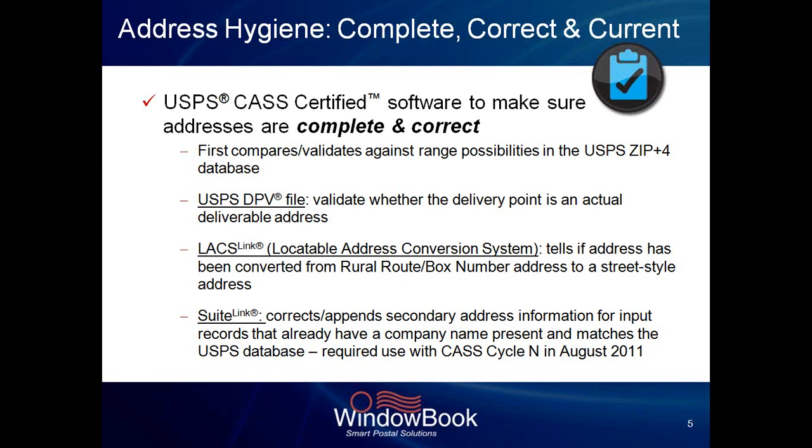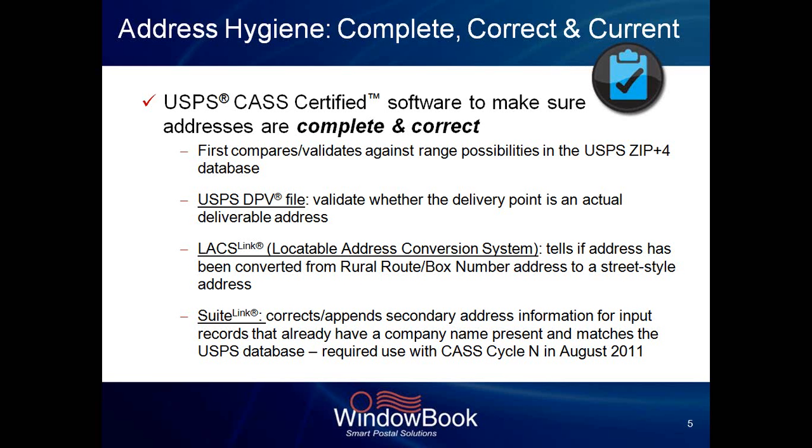Next, it's going to bump against the delivery point validation file. This is a file that's built into your CASS certified software that validates down to the actual delivery point whether or not that is a deliverable address. So 123 Main Street may actually come back saying, nope, we have up through 122, and then we start again at 124, so 123 is not a deliverable address.